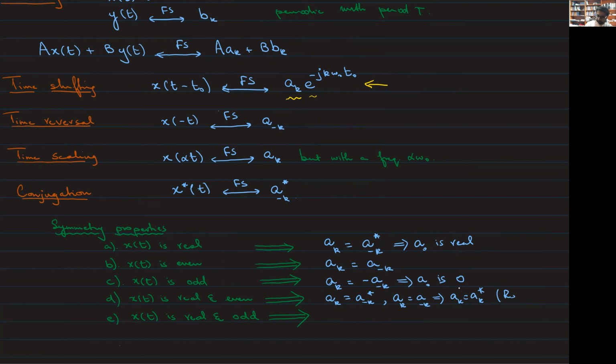Right. And if x of t is real and odd, because they're real, a_k equals a of minus k conjugate. And because they're odd, a_k equals minus a of minus k. And this implies that a_k equals minus a_k conjugate. And this means that they're purely imaginary.